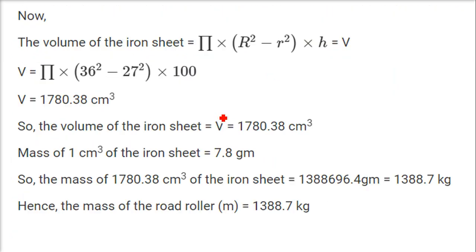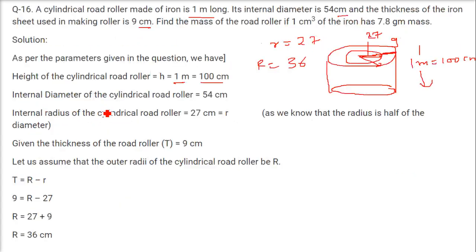So for the internal radius and the external radius, we have to take the difference of the volumes, that is pi r square h for the outer one minus pi r square h for the internal one. Pi into h, into R square minus small r square. This R is 36 and this r is 27. Height is 100 centimeter, pi is 3.14. This will be the volume.